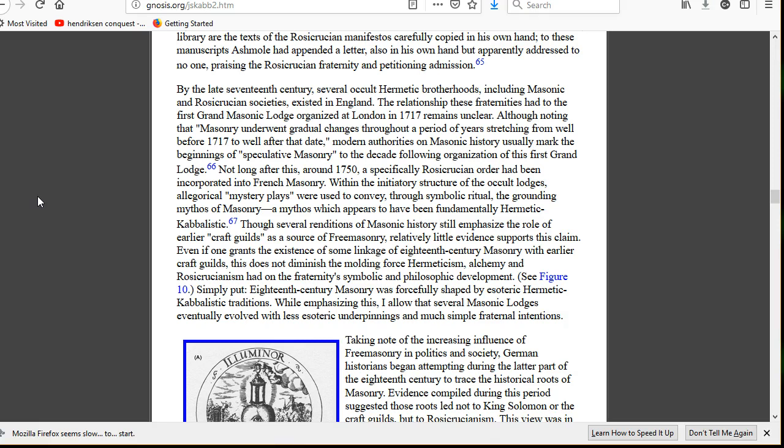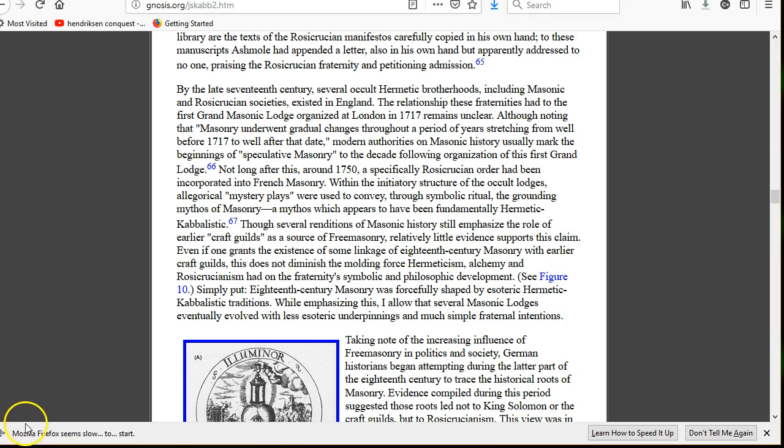Something a little bit more interesting, though, a little later on, he writes, by the late 17th century, several occult hermetic brotherhoods, including Masonic and Rosicrucian societies, existed in England. The relationship these fraternities had to the first Grand Masonic Lodge organized at London in 1717 remains unclear. Although noting that, quote, Masonry underwent gradual changes throughout a period of years stretching from well before 1717 to well after that date, unquote, modern authorities on Masonic history usually mark the beginnings of, quote, speculative Masonry to the decade following organization of the first Grand Lodge.